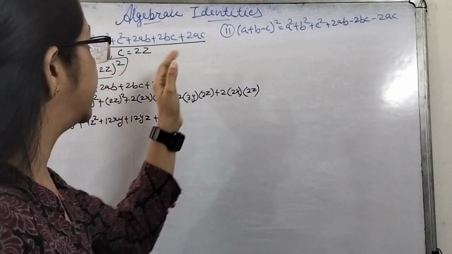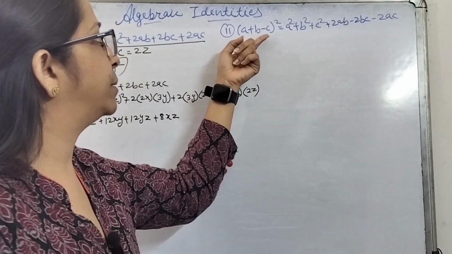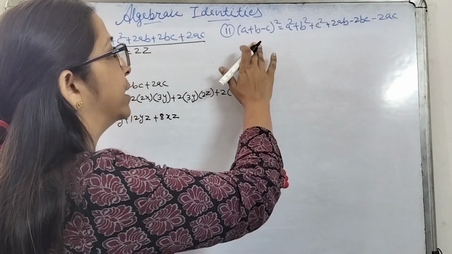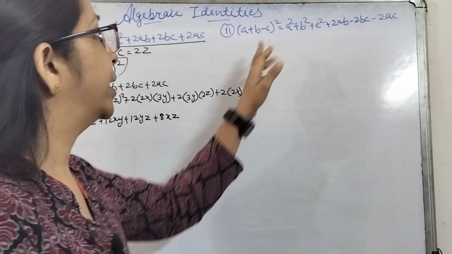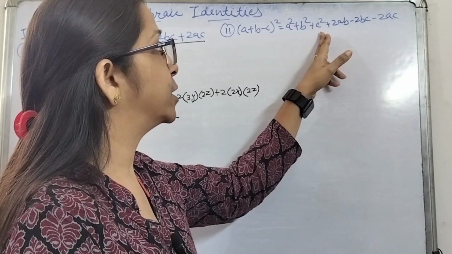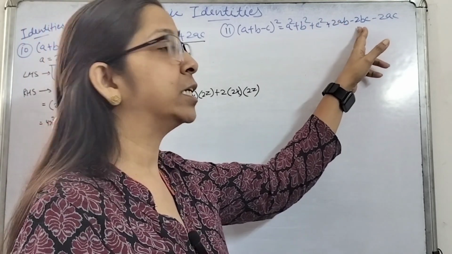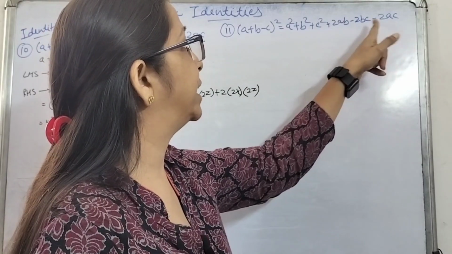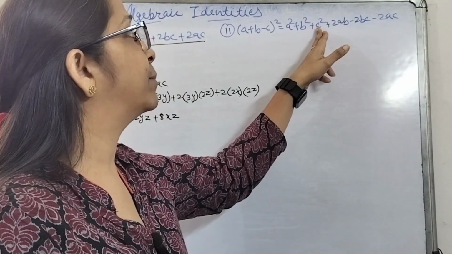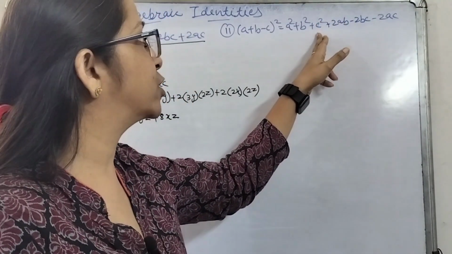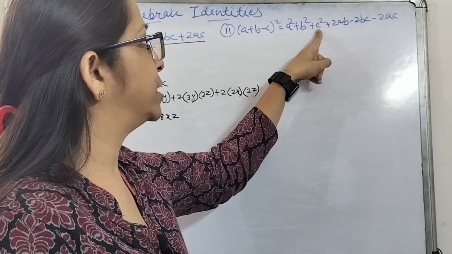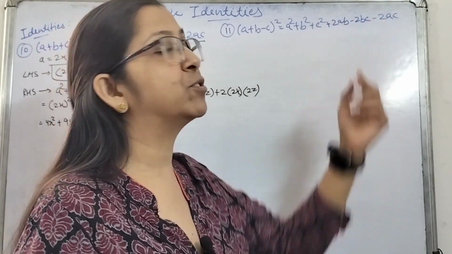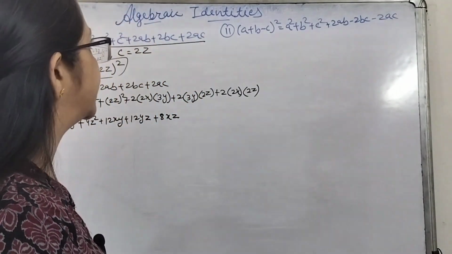If instead of this, the case is (a + b - c) whole square, that means one of the terms is negative. In that case your answer will be a square plus b square plus c square plus 2ab minus 2bc minus 2ac. Wheresoever c was coming, we have taken a negative sign. Here minus c multiplied by minus c will become plus c square. That's the reason it is plus c square, but here minus c makes these two terms negative.